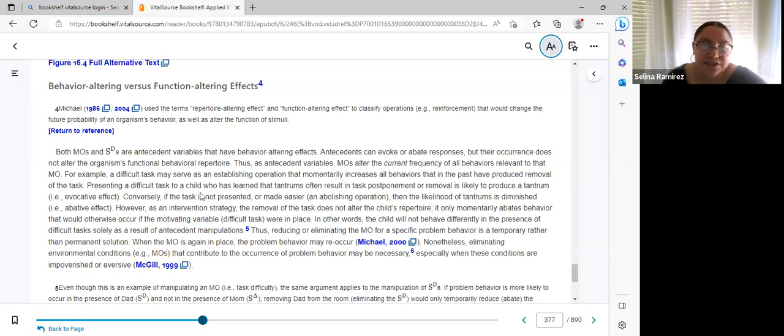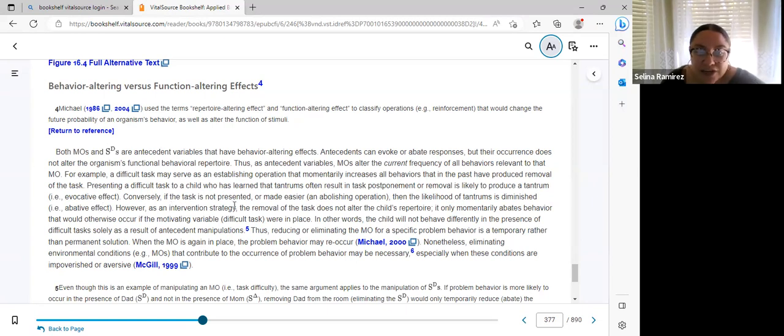Presenting a difficult task to a child who has learned that tantrums often result in postponement or removal is likely to produce a tantrum, an evocative effect. Conversely, if the task is not presented or is made easier, an abolishing operation, then the likelihood of tantrums is diminished, an abative effect.